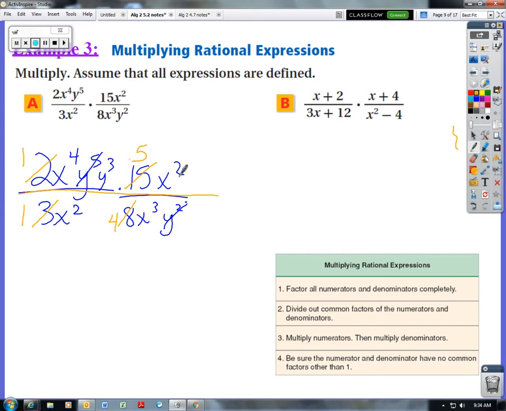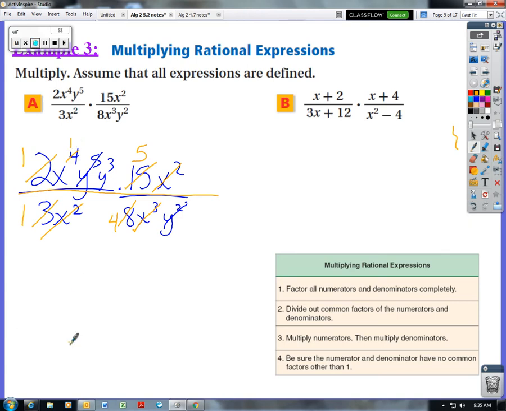The x squareds will cancel. X squared divided by itself is gone, so we can knock those out of there. I've got x to the fourth over x cubed. So 4 minus 3 is 1. That means I have x to the 1 on top. That means that's completely gone, and that cancels out to a 1. And I do believe that's all we can do.